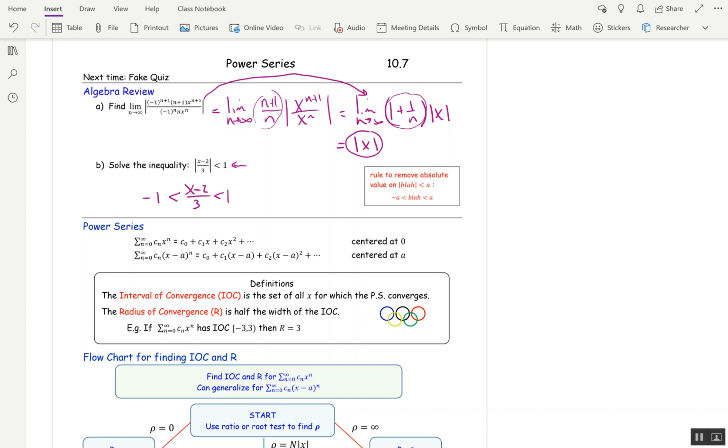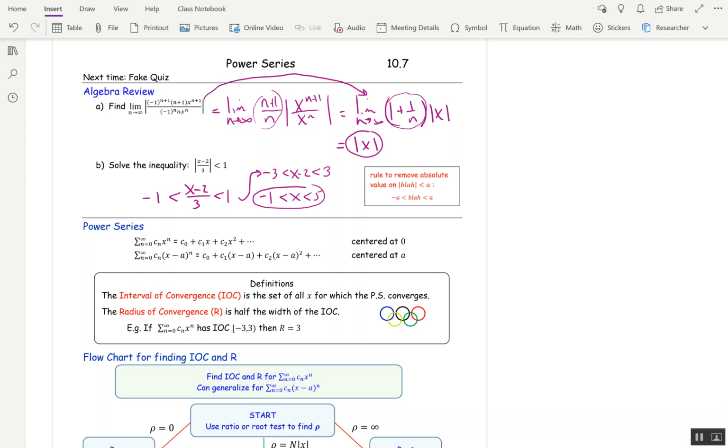All right, now you can go ahead and solve for x using typical methods of solving inequalities. We can multiply all three sections by 3. So I'm going to come up over here, running out of real estate. Negative 3 less than x minus 2 less than 3. And now finally add 2 to all three sections. So negative 1 less than x less than 5. We solve for x.